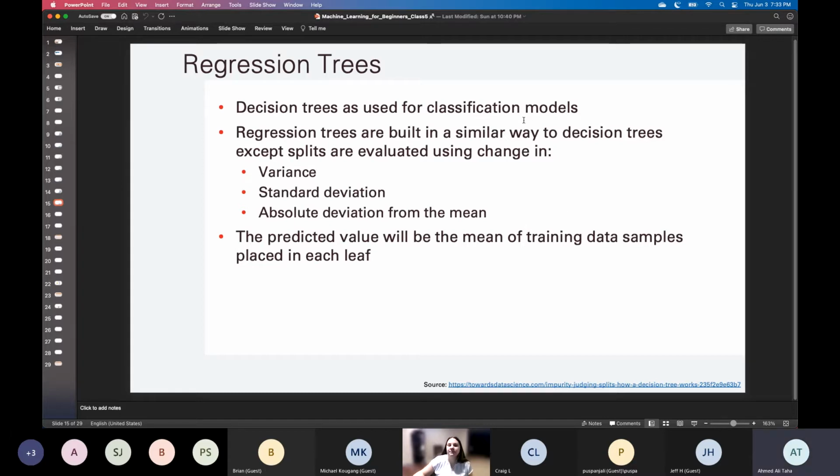Okay, thank you. Yeah, so it's actually the nodes that you're looking at, the variance or the standard deviation or the absolute deviation from the mean, but the comparison, the thing that it's testing, is before and after, for the different features and the different cut points. Yeah. Okay, thank you. Yeah.